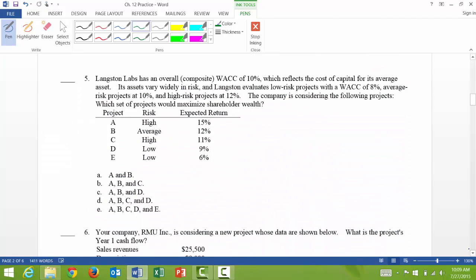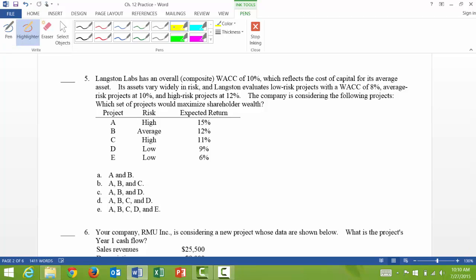And so let's look at question five. Langston Labs has an overall composite weighted average cost of capital of 10%, which reflects the cost of capital for its average asset. Remember, that's the definition of weighted average cost of capital. Its assets vary widely in risk, and Langston evaluates low-risk projects with a WACC of 8%, average-risk projects at 10%, and high-risk projects at 12%. The company is considering the following projects. Which set of projects would maximize shareholder wealth?